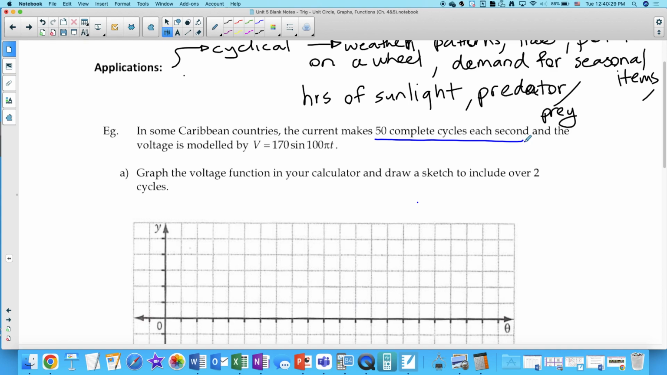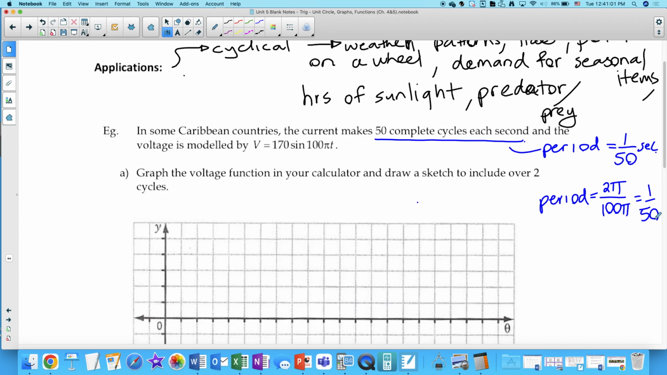Yeah, 1/50th of a second, right? So the period is 1/50th of a second. And that is confirmed based on the equation that we're given, because in the equation, the B value is 100 pi, right? So period is also 2 pi over B, which is 100 pi, which is 1/50. Okay, so that's my period.